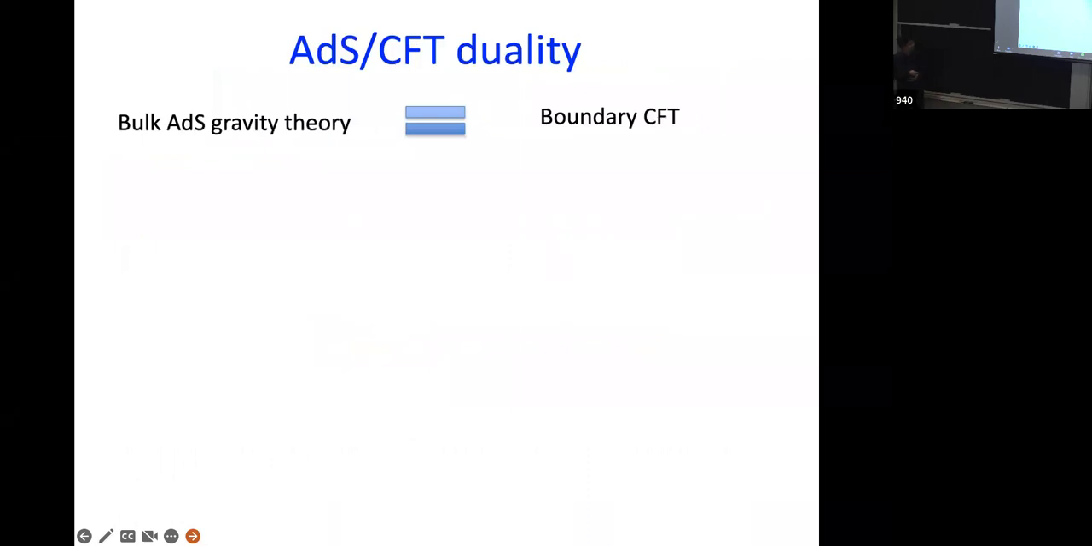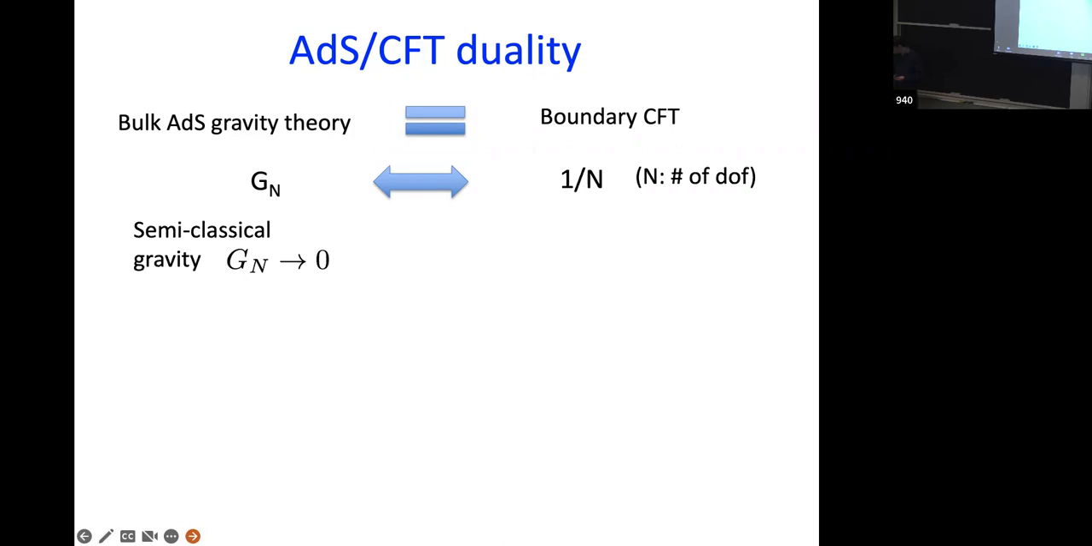So here is a very quick reminder of the main ideas of the AdS-CFT duality. This is the statement that quantum gravity in asymptotically AdS space-time is equivalent to a conformal field theory on its boundary. On the gravity side, the key quantity is G Newton, and this is mapped to 1 over N in the boundary CFT, where N is a parameter which characterizes the number of degrees of freedom in this quantum field theory. In particular, the semi-classical limit on the gravity side, where we expect the geometry to emerge, corresponds to the G Newton goes to zero limit.